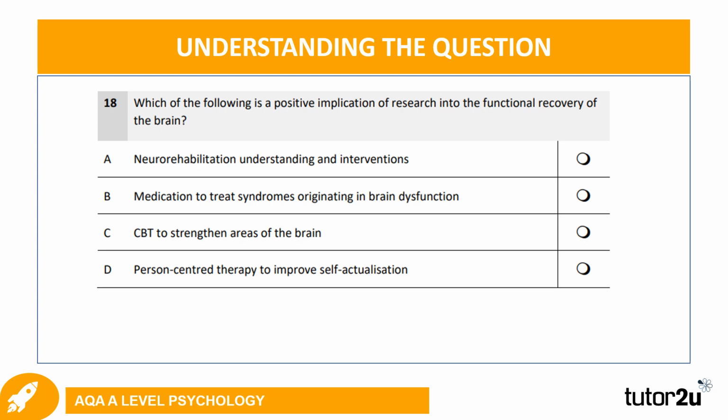Okay, nearly finished now. So question number 18. Which of the following is a positive implication of research into the functional recovery of the brain? Is it A, neurorehabilitation, understanding and interventions? B, medication to treat syndromes originating in brain dysfunction? C, CBT to strengthen areas of the brain? Or D, person-centered therapy to improve self-actualization?